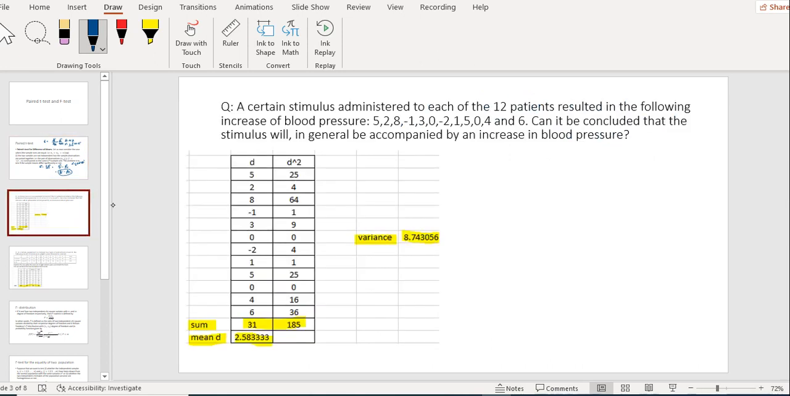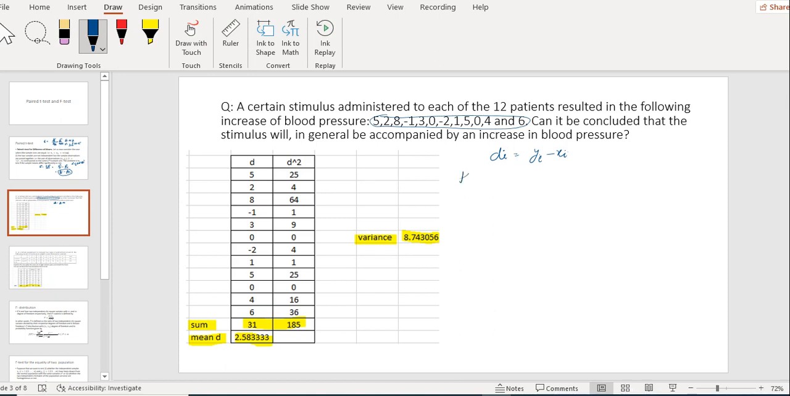Now the question is: a certain stimulus administered to each of 12 patients results in the following increase of blood pressure. Can it be concluded that the stimulus will in general be accompanied by an increase in blood pressure? In this case we are already given the increase in blood pressure values, which means we are given the deviations. After the stimulus there will be an increase in value, that is yi minus xi is given here. So the data is given in the form of deviations only.